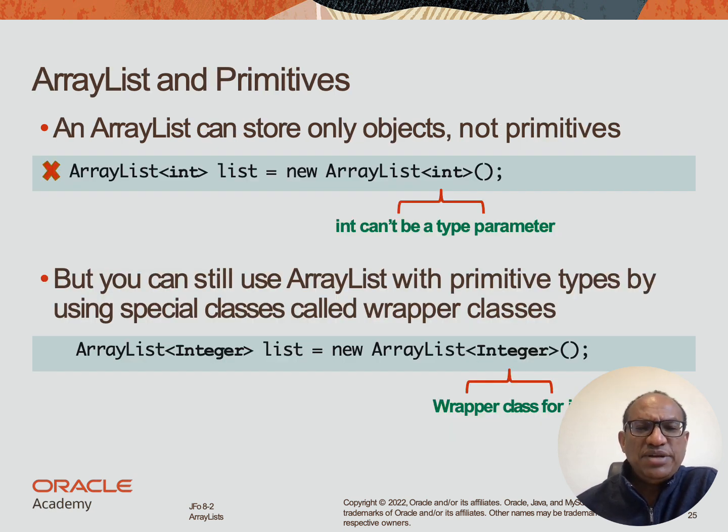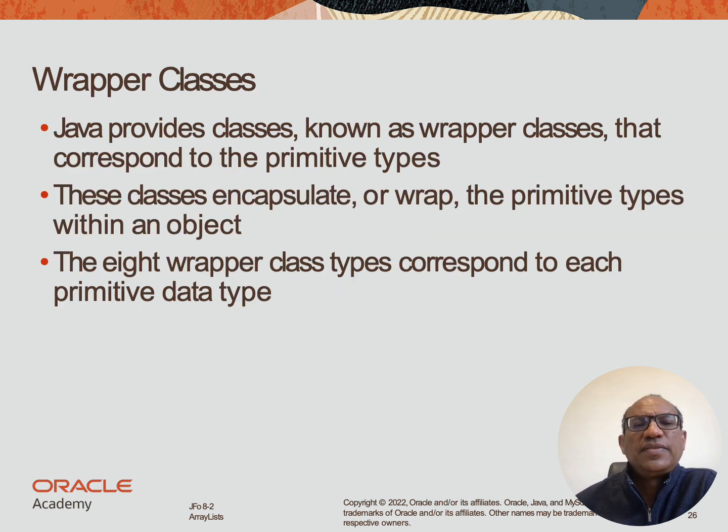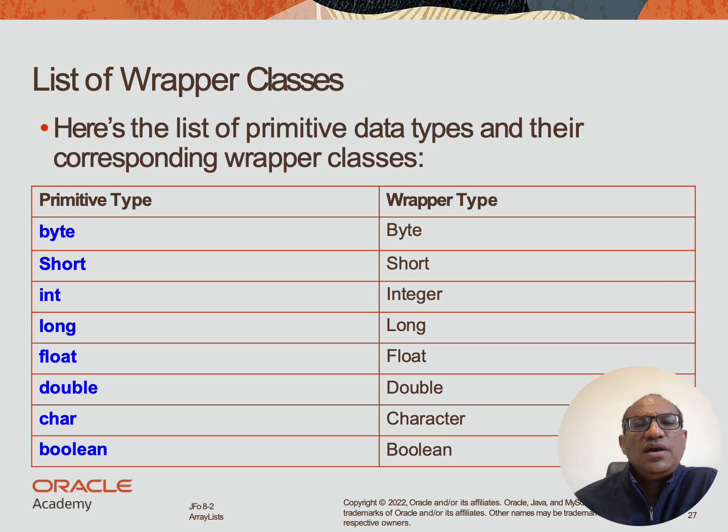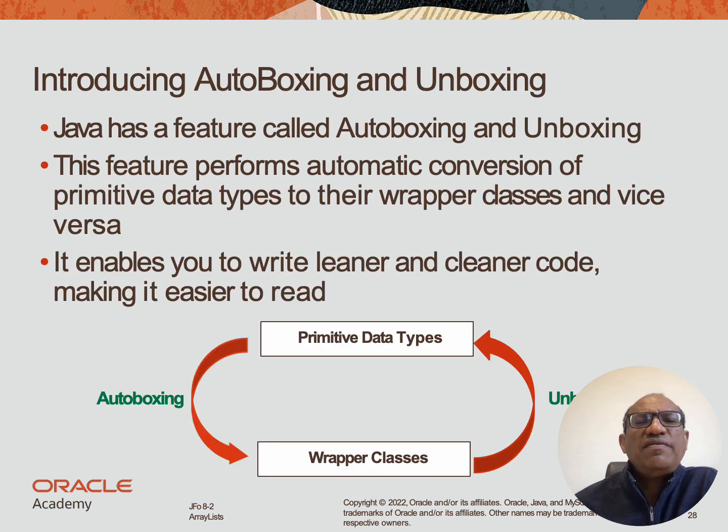Now back to a key limitation. ArrayList only stores objects. So how do you store numbers? The answer is to use wrapper classes. Java provides these wrapper classes to convert primitives into objects. Here is the list of primitive data types and their corresponding wrapper classes. Java has a feature of automatic conversion of primitive data types to their wrapper classes and vice versa. This is called autoboxing and unboxing.